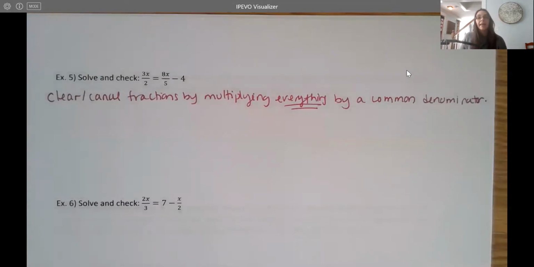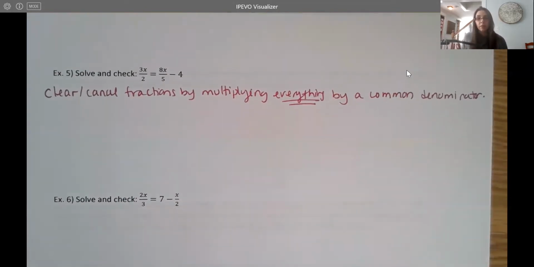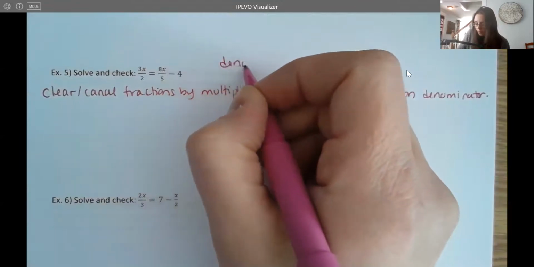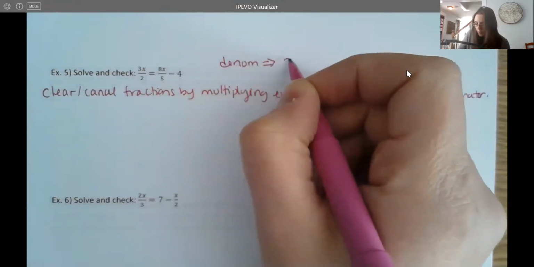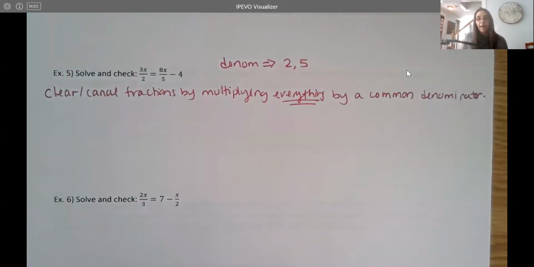Okay. Any common denominator is fine. Usually we try to do the least common denominator because it'll make your numbers easier to work with. But any common denominator is fine. So my two denominators here are 2 and 5. So I want to use a common denominator for that, and that would be 10, right? So our common denominator here would be 10.